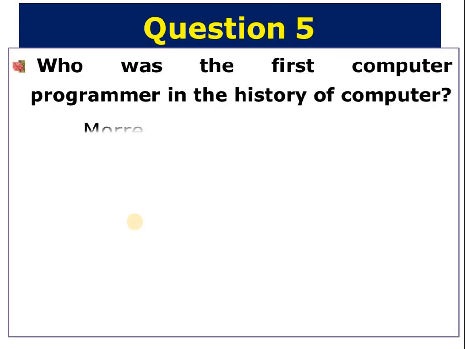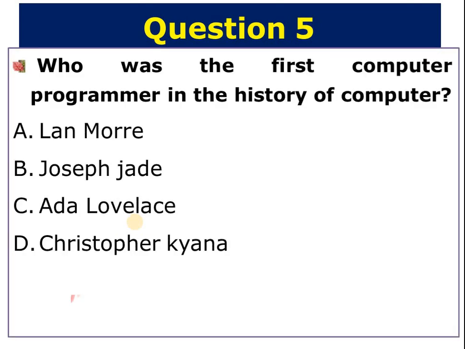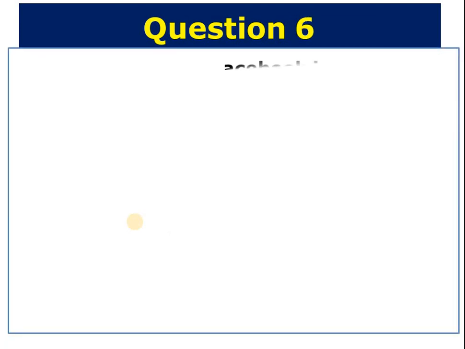Question number 5. Who was the first computer programmer in the history of computer? A. Lan Murray. B. Joseph Jade. C. Ada Lovelace. D. Christopher Kiana. The answer is choice C. Ada Lovelace is the first computer programmer in the history of computer.